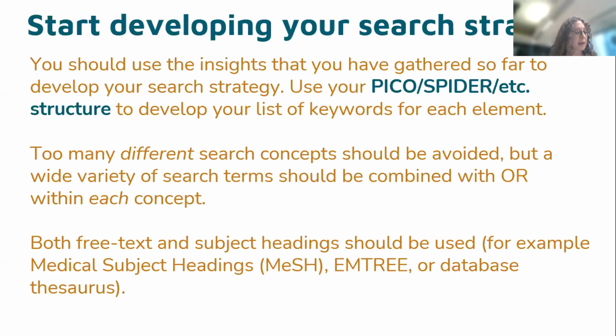Using those initial insights that you've gathered so far, you need to develop your search strategy further, and you're going to use your PICO or your SPIDER structure to develop your list of keywords. It's important that you don't have too many different core concepts, but you can have as many search terms, as many keywords for those concepts as you can think of, which you can combine with OR. And it's good to use both free text and subject headings for your concepts, such as medical subject headings that you get from the database thesauruses.